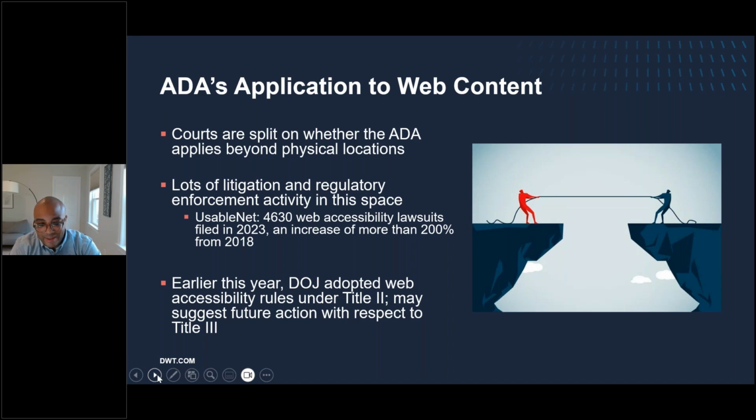One additional note of future casting here: the DOJ earlier this year adopted web accessibility rules under Title II. That, you may recall from the last slide, pertains to state and local governments. So state and local government websites and apps have to be accessible to people with disabilities. They've not made any similar action with respect to Title III, which is the places of public accommodation section. But given the Title II rulemaking, I think most folks who cover this area reasonably believe that there may be some activity on the horizon. So again, something to look out for in future years.